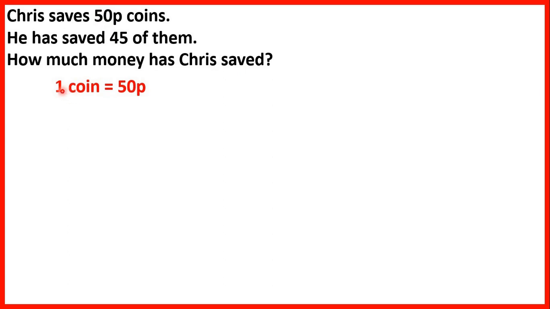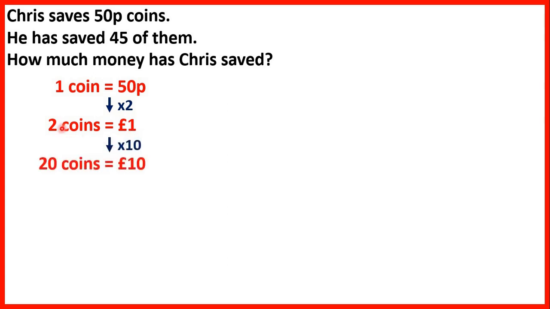So if we know 1 coin is 50p, multiply that by 2, and we know that saving 2 coins means saving £1 altogether. If we multiply that by 10, 2 times 10 is 20, 1 times 10 is 10. So if he saves 20 coins, that will be £10. Multiply by 2 again, saving 40 coins will be £20.